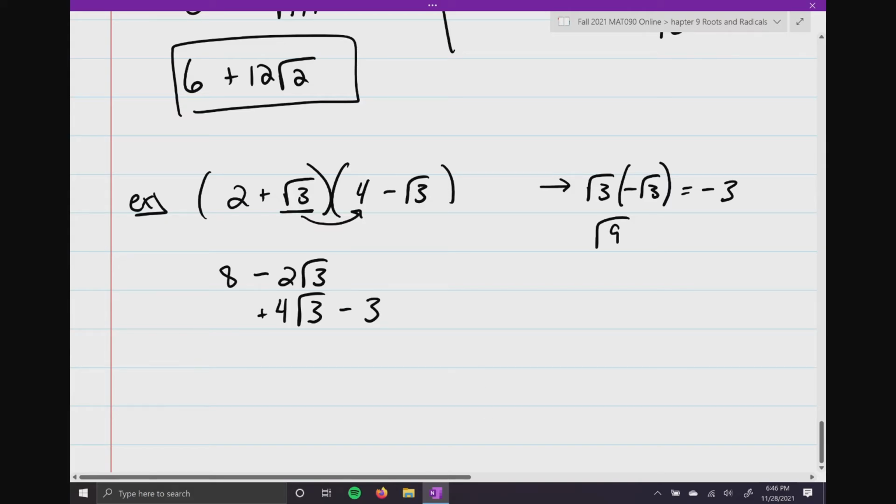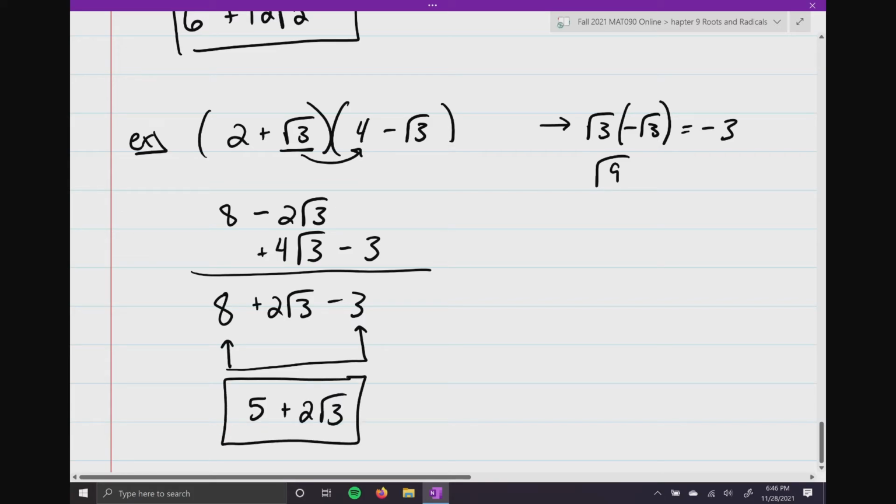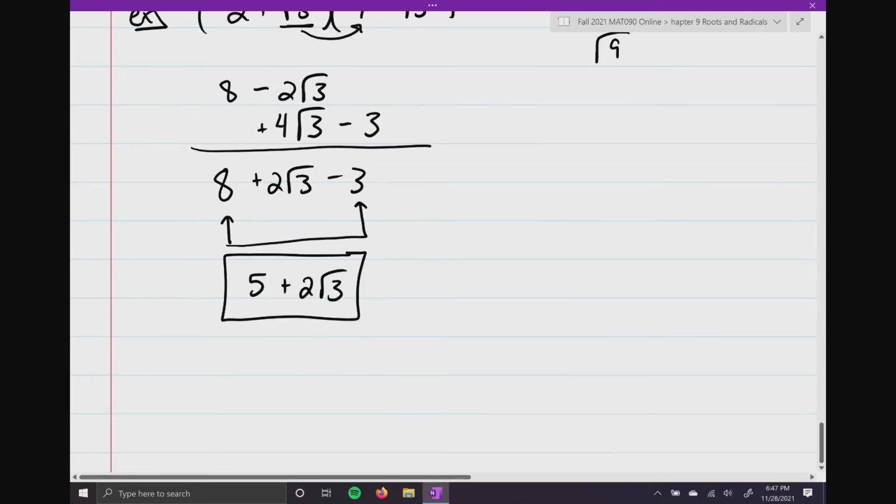Okay? Now, from here, we're just going to combine like terms. So, and I'm just going to come straight down for now. 8 plus 2 square root of 3 minus 3. And notice that 8 minus 3 is 5 plus 2 square root of 3. So that's the only way I can make this more difficult is just by giving you actual binomials to multiply. Okay? So let me go ahead and do some more of these examples here for us.